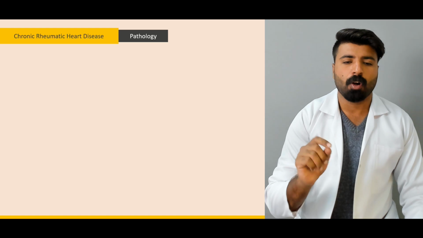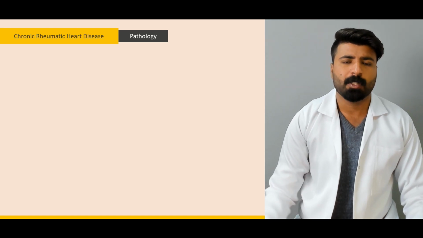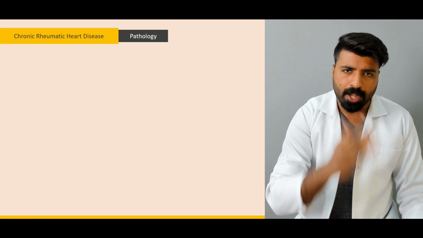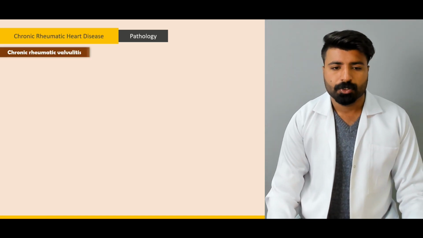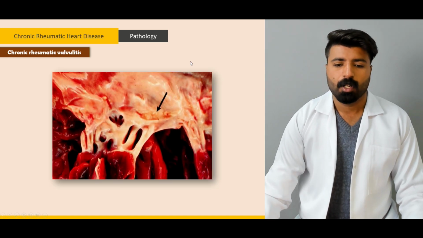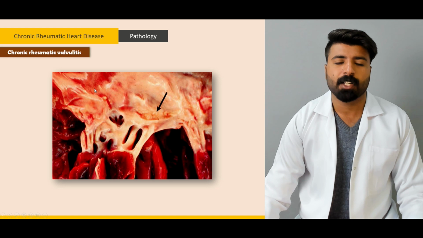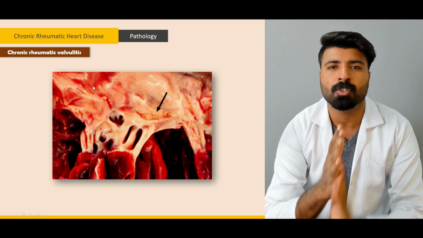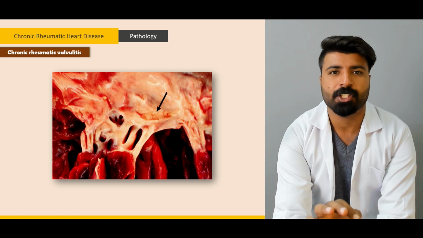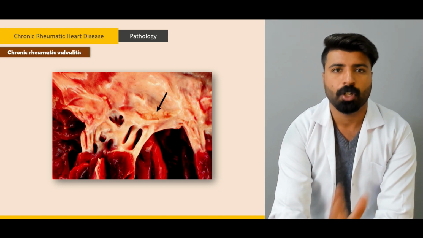Now let's talk about chronic rheumatic heart disease. What's the pathology there? What's the pathology that led from acute to chronic? So chronic rheumatic valvulitis. This is what the chronic rheumatic valvulitis will look like. But before we go on to chronic rheumatic valvulitis, let me ask you, what conditions led from acute to chronic?